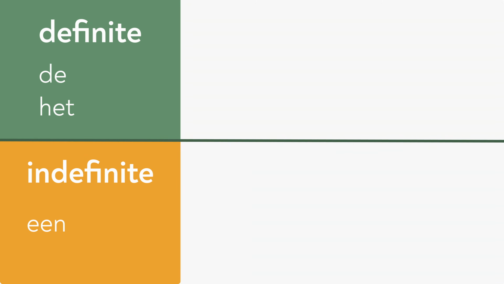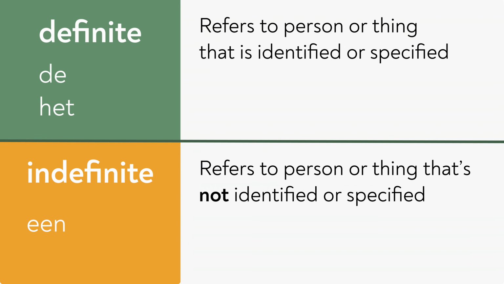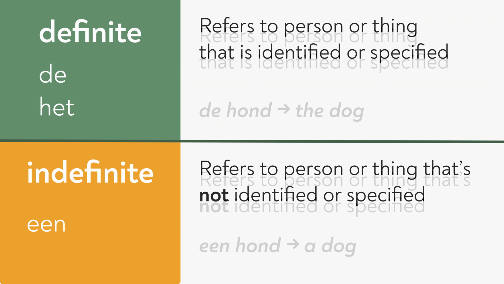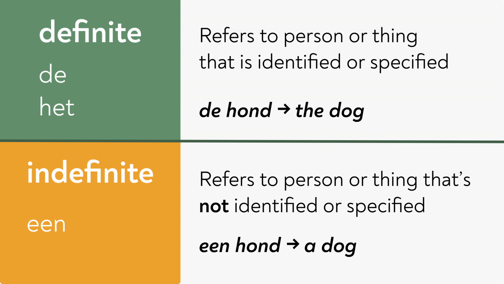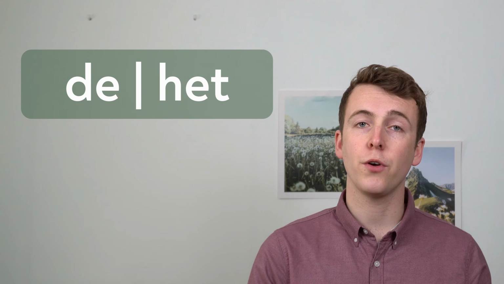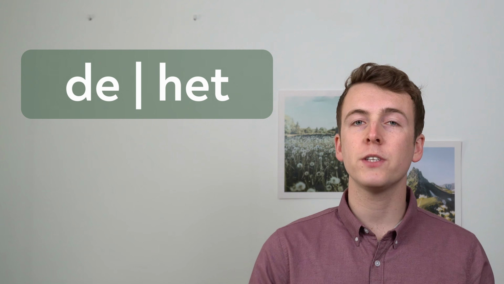De and het are definite articles. Een is the indefinite article. An indefinite article refers to a person or thing that is not identified or specified. And a definite article refers to a person or thing that is identified or specified. For example, ik zie een hond. Ik zie de hond.